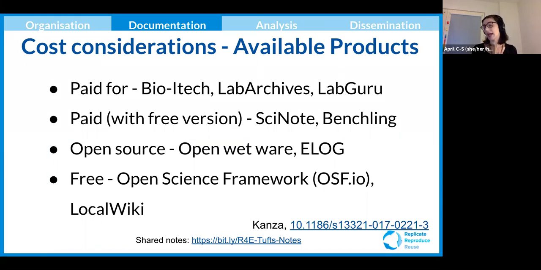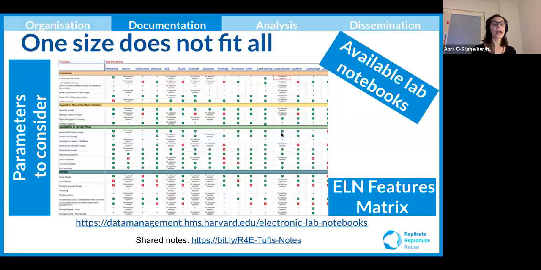Some people just create a wiki. So this is just the same sort of thing as Wikipedia, a place of organizing files and text. So it doesn't have to be complicated. It can be difficult to make these decisions though, because one size does not fit all. It really depends on what matters to you in your lab and the types of data that you're working with.